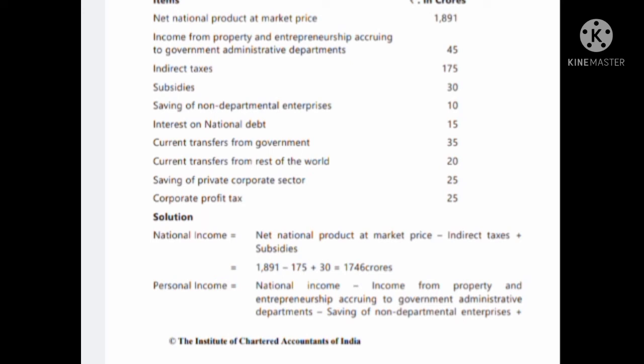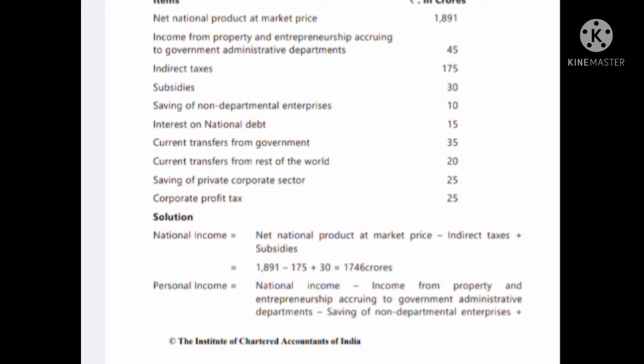The same formula we have used in the previous illustration. Here, NNP at factor cost can also be called national income, which is NNP at market price minus net indirect taxes. The same formula you are going to apply here.